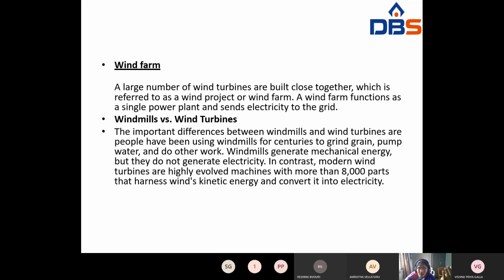Whenever you give a generator connection through a shaft, that is the wind turbine. In contrast, modern wind turbines are highly evolved machines that harness wind and convert it into electrical energy. Those are nothing but the wind turbines.